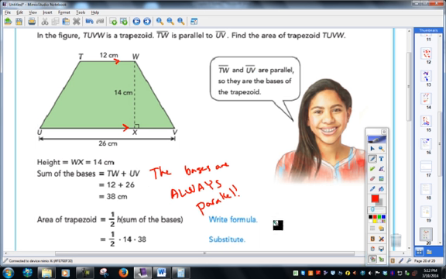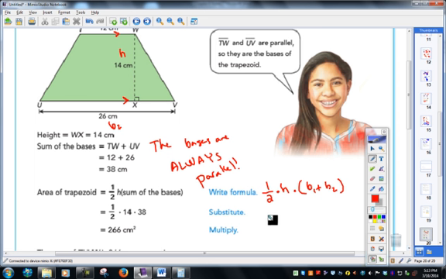I'm going to set the formula up here. 1/2 times the height times parenthesis base 1 plus base 2. Okay? Let's see what we know. I would call this base 1. I would call this base 2. And then obviously the distance between the two bases would be my height. I know that this is 1/2 times my height of 14 times the quantity, what is that? 12 plus 26.